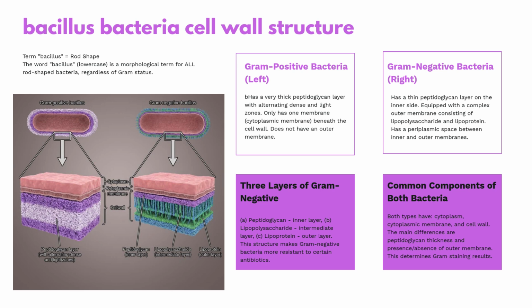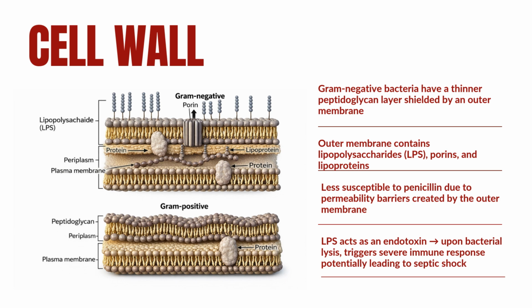2. Gram-negative bacteria. These possess a significantly thinner peptidoglycan layer, which is shielded by an outer membrane, containing lipopolysaccharides, LPS, porins, and lipoproteins. This outer membrane renders gram-negative bacteria less susceptible to penicillin due to permeability barriers and more resistant to various chemical agents. However, they are more vulnerable to osmotic disruption if the outer membrane is compromised. Notably, LPS acts as an endotoxin. Upon bacterial lysis, it can elicit a severe immune response leading to septic shock.